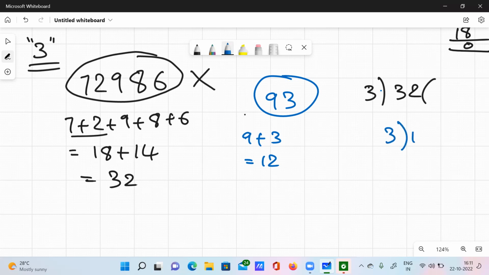Yes, 12 is divisible by 3. 3 fours are 12, right? So you can definitely say that this number is also divisible by 3. You can say that, right?